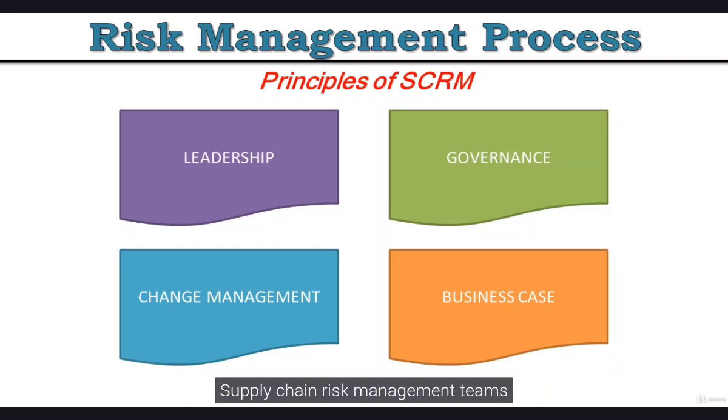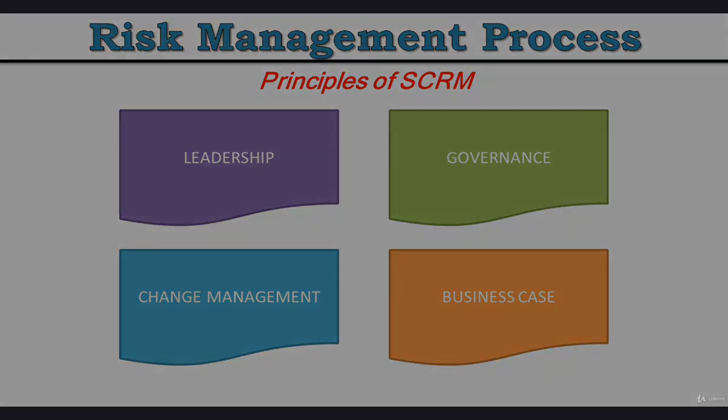Supply chain risk management teams should use inputs from lower-level working groups and process users to influence decisions of higher-level executives in determining appropriate resources and priorities for their efforts.